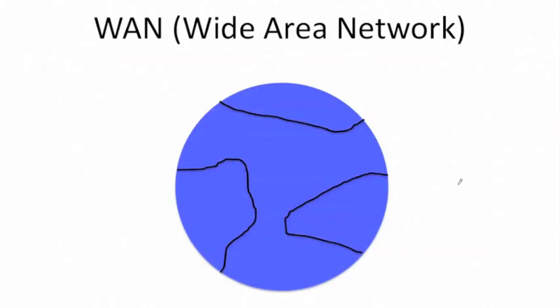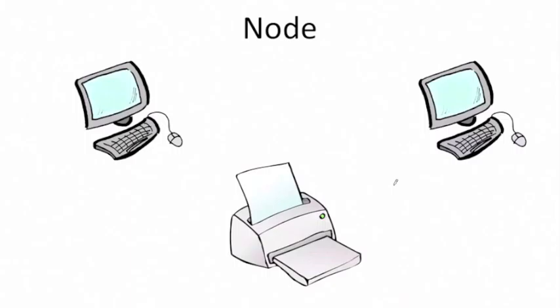WAN, or Wide Area Network, is the biggest type of network we have currently. It usually has a range of over 30 miles. It connects multiple cities and areas, even a country itself. And the internet is the biggest WAN we have ever had. So these are the three basic types of network we have currently.